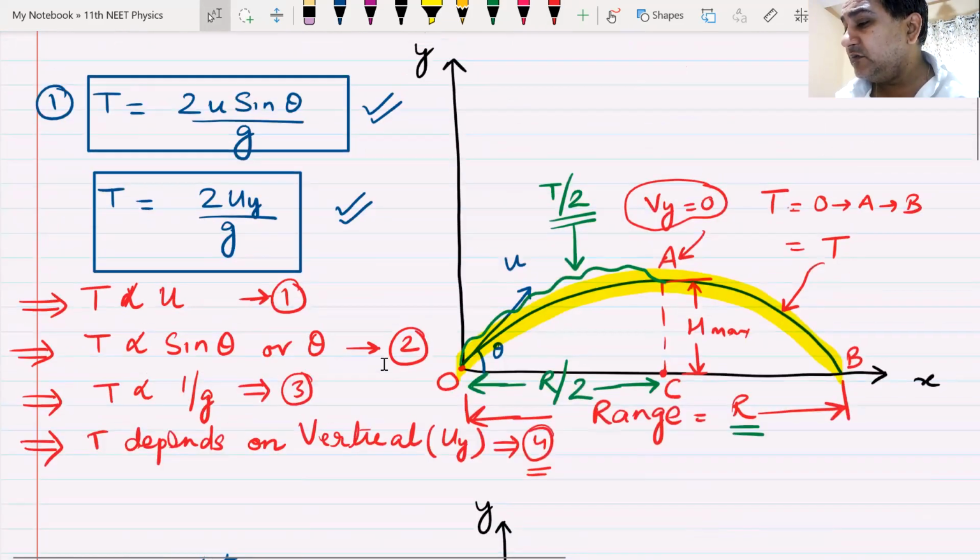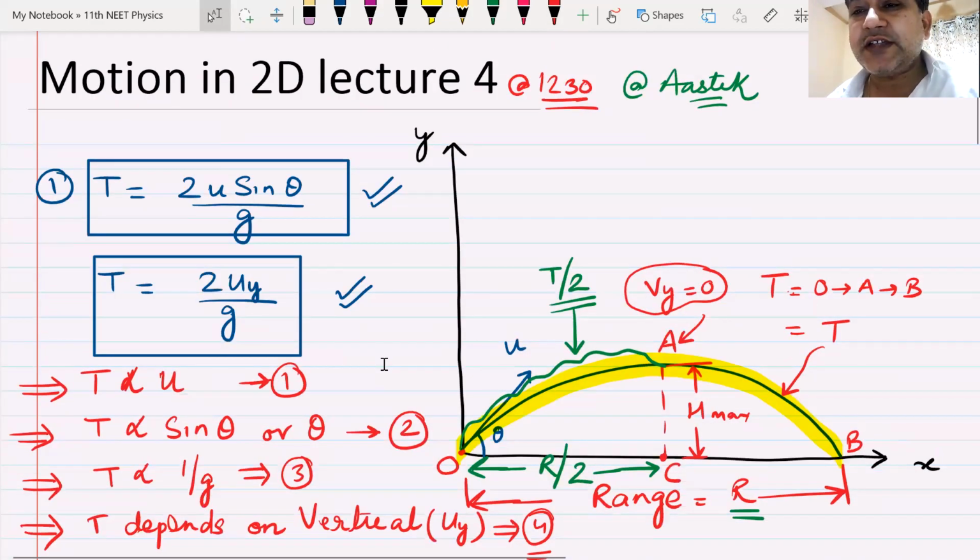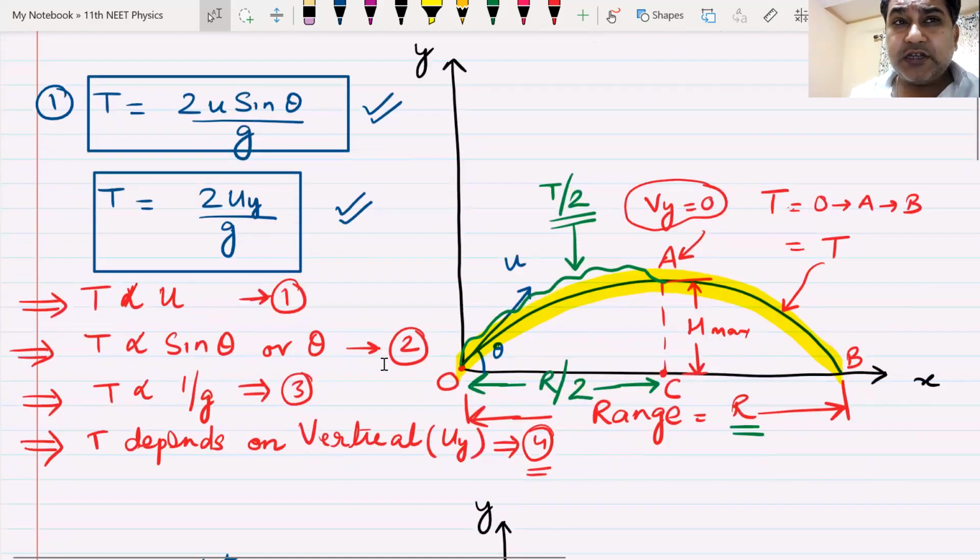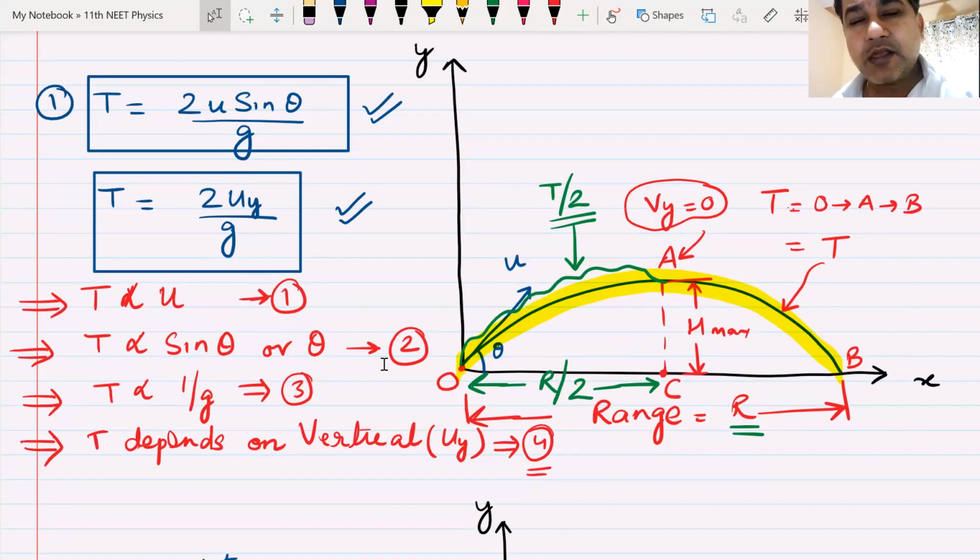We have seen time of flight is 2u sine theta by g. We also wrote it in the form of 2uy by g. It depends on the initial velocity. It depends on the sine of the angle. It is inversely proportional to g. It only depends on the vertical component. It does not depend on the horizontal component.